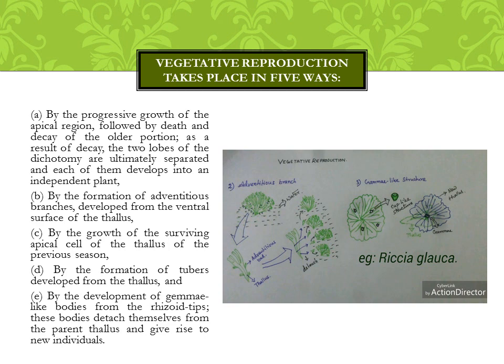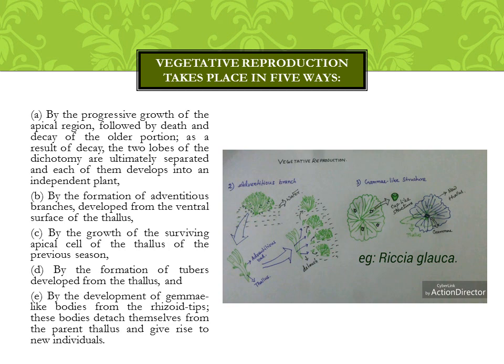during the favorable season. The first is fragmentation, by the progressive growth of the apical region followed by death and decay of the older portion. As a result of decay, the two lobes of dichotomously branched thallus are ultimately separated, and each of them develops into an independent plant. So by the progressive death and decay reaching the dichotomy, the thallus separates into lobes, and each lobe survives with apical growth and develops into a new plant. This is a type of fragmentation.